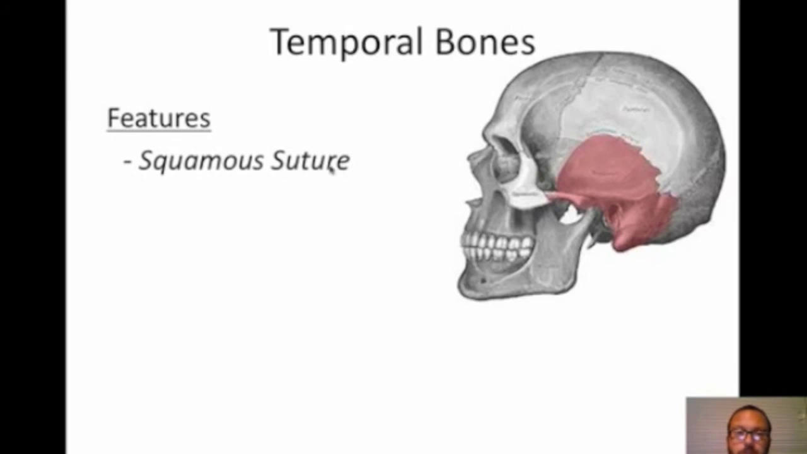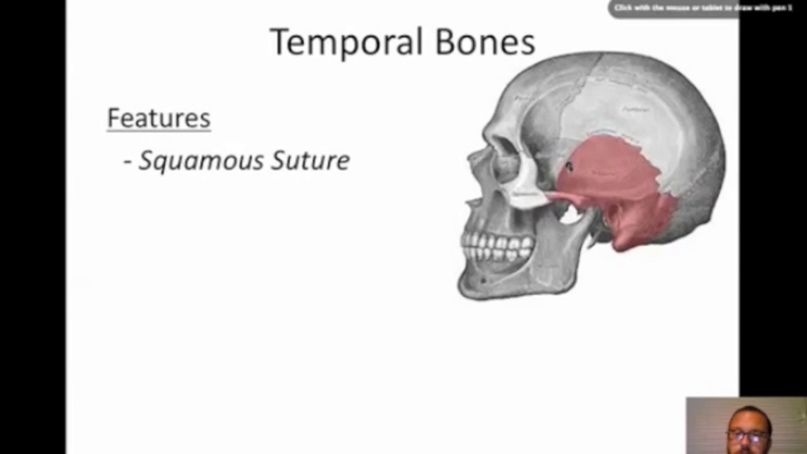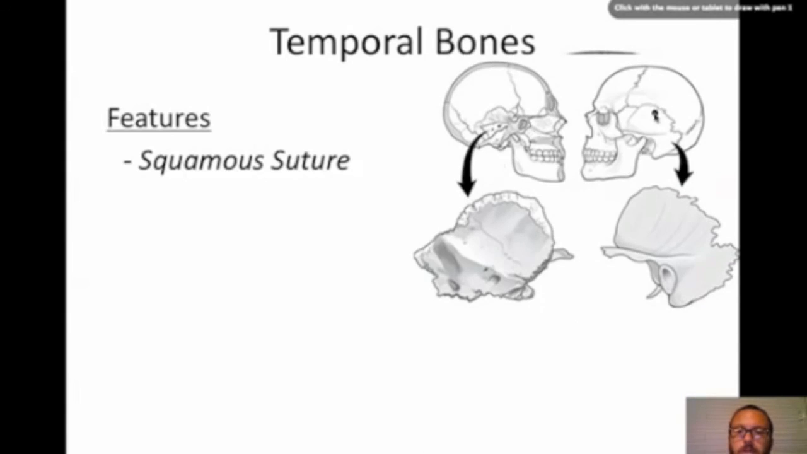The first feature, we'll start with the suture. It's called the squamous suture. Let me go back. Squamous suture, and it comes right along here on the side, on both sides. So let's keep going. If you look here on our side view, again you can see the squamous suture right here. There's the bone by itself.